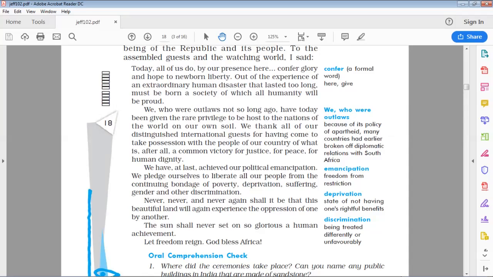So let freedom reign, let freedom sustain. God bless Africa. This is the last line of his speech. Let freedom reign, let freedom rule, and God bless whole Africa, Africans. Thank you. This is the end of first.